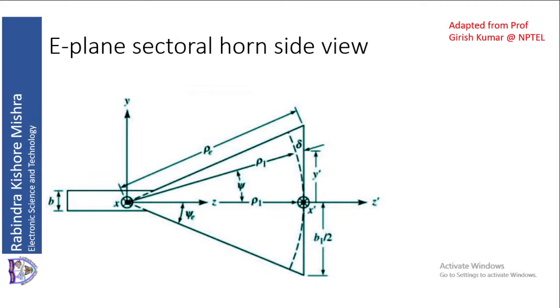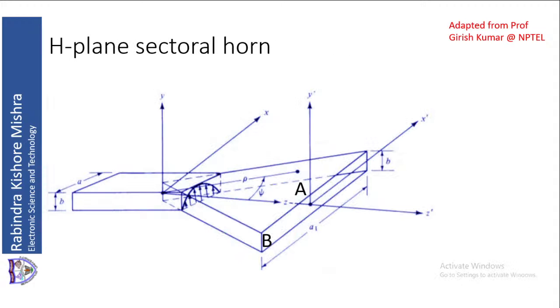That you must have seen already, so I am not going to repeat it, but I am just telling you. That part takes care of the phase. When you consider the z part, the propagation along the z path, that must take care of the phase part. So this is about the E-plane sectoral horn antenna. Then we'll consider the H-plane sectoral horn antenna.